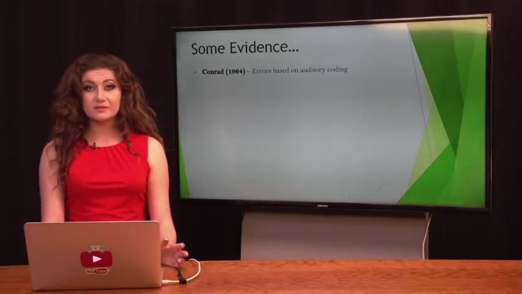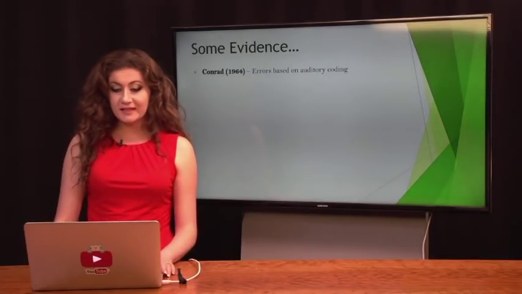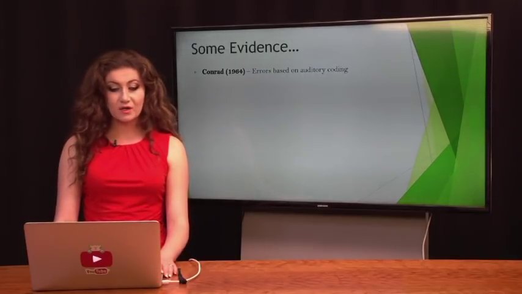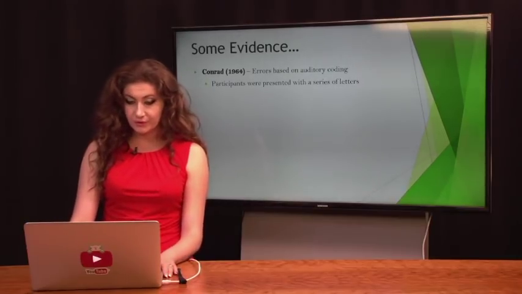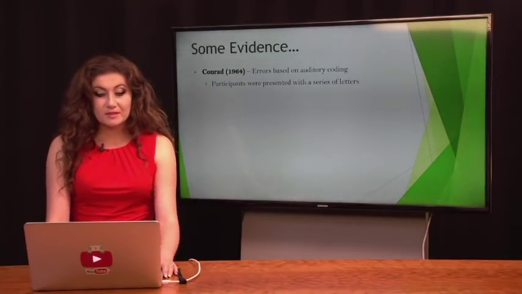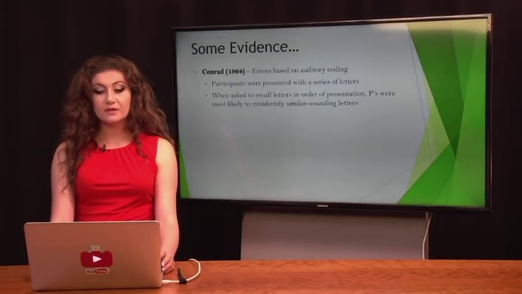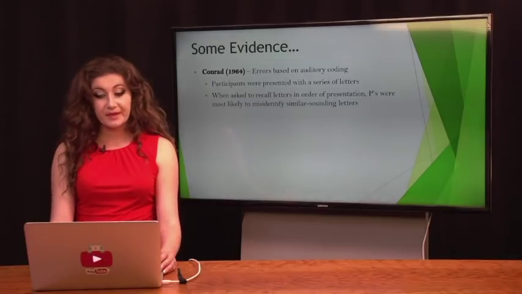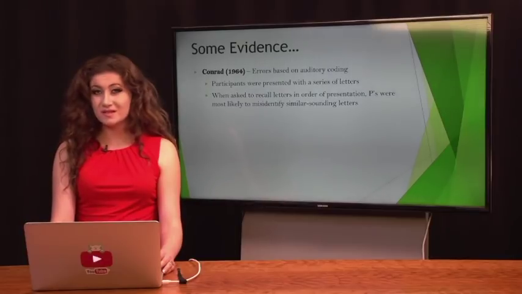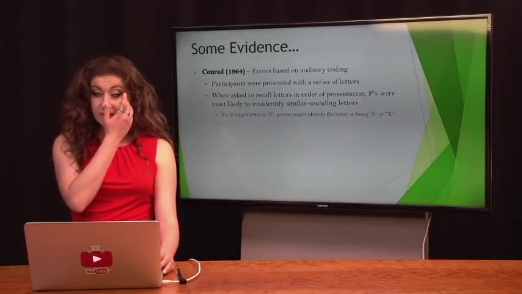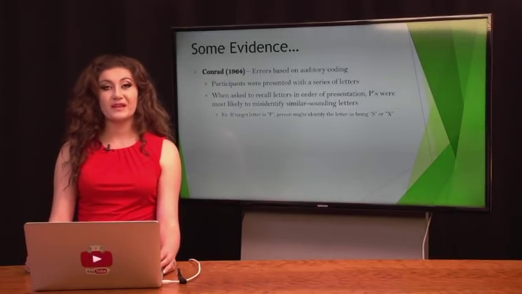So some evidence that we actually have a variety of different types of coding is presented here. In 1964, a gentleman with the last name of Conrad conducted an experiment based on errors in auditory coding. In his experiment, participants were presented with a series of letters. Then he asked participants to recall the letters in the order in which they were presented. And when they actually did that, the participants were most likely to misidentify similar sounding letters. For example, if the target letter was F, a person might identify the letter as S or as X.